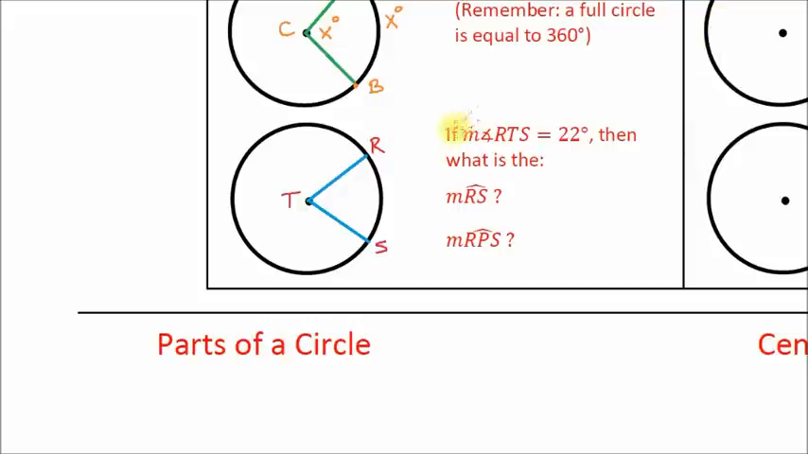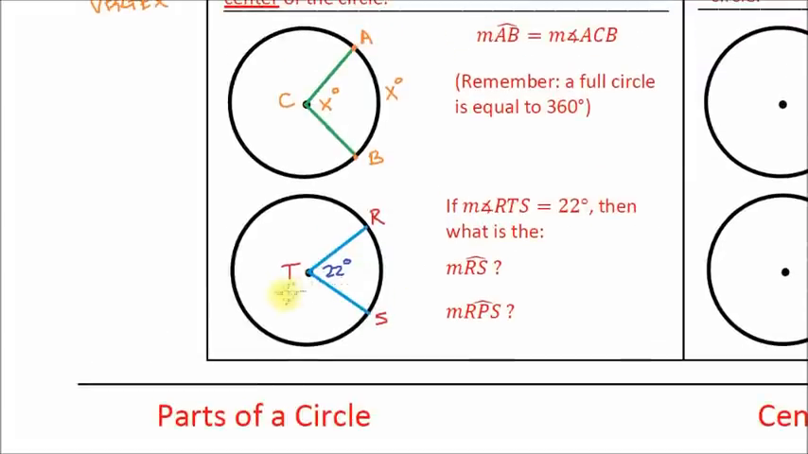And let's take a look at this statement. If the measure of angle RTS is 22 degrees, then the question is, what is the measure of arc RS? Well, we know our properties of central angles. If the central angle, which is made with an angle that has the center of the circle as its vertex, is 22 degrees, then the measure of arc RS is also 22 degrees, so that's easy. The measure of the arc made by a central angle is equal to the measure of the central angle itself.